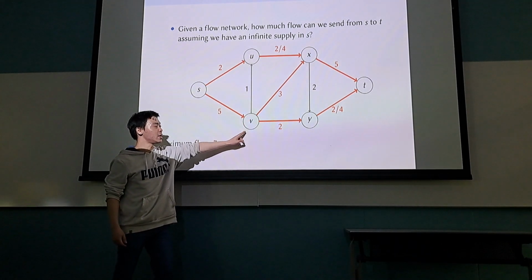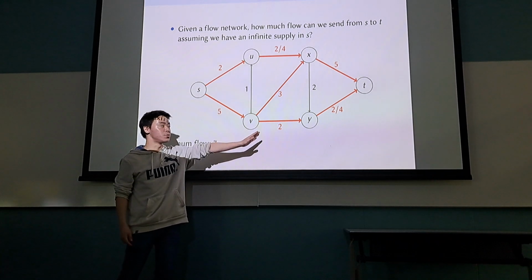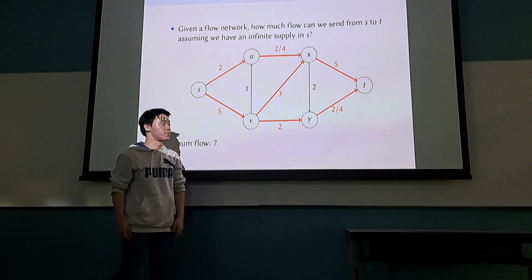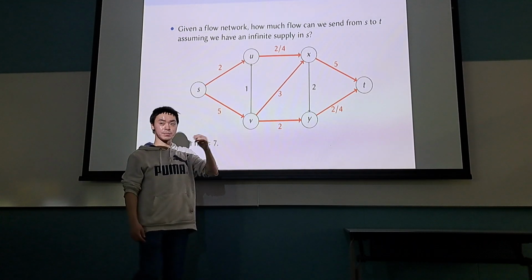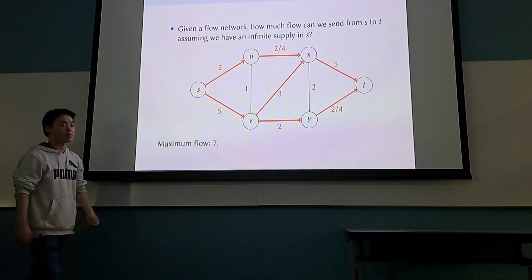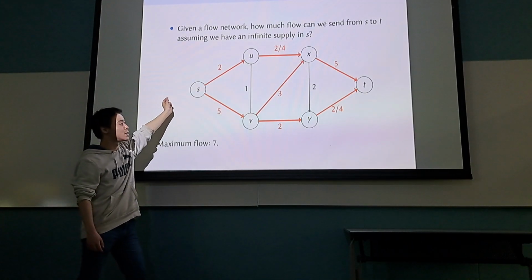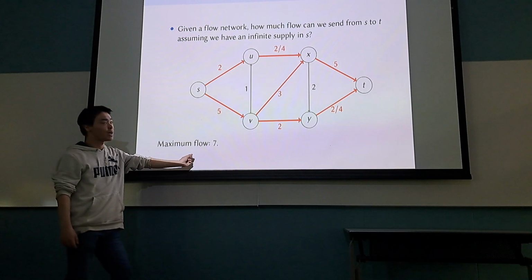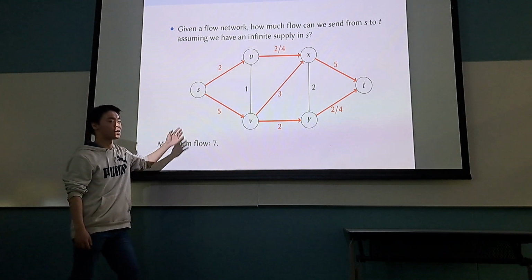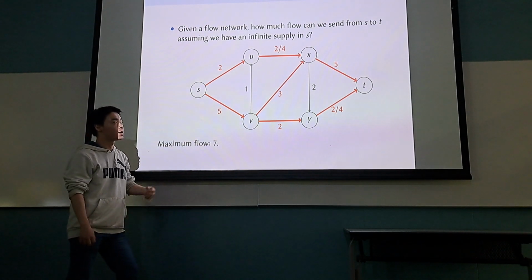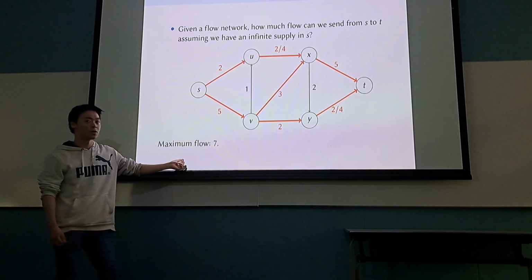Likewise, for V, I have 2 units of flow, and I can send it to Y. Y would only have 2 units of flow, and I will send it to T. So I can see that the maximum amount of flow I can send from S happens to be 7. And if you try doing any other combination, you'll find that it will be equally as good or worse.